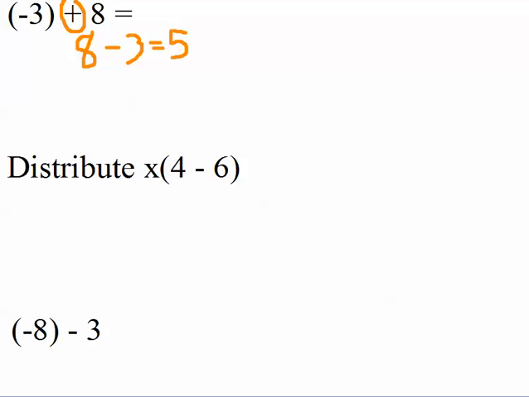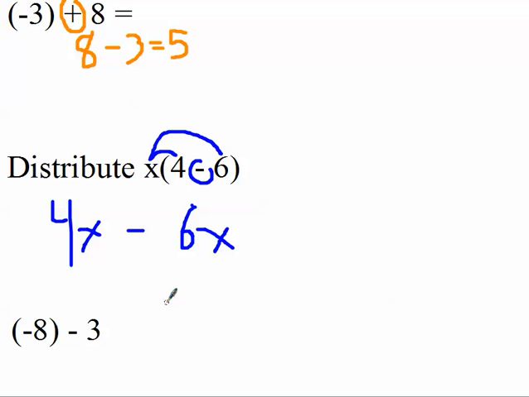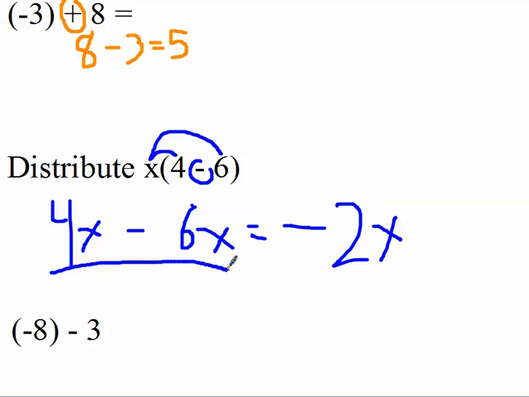For distributing, I want to take this outside value, multiply it by the first term, then multiply it by the second term. So I have 4x, and then I have 6x, and I'm going to keep the same sign that I had here, therefore my final answer is 4x minus 6x. If we were to simplify that, because these are like terms, it would be 4x minus 6x, which gives me negative 2x. This is all that you'll be required to do for your test.